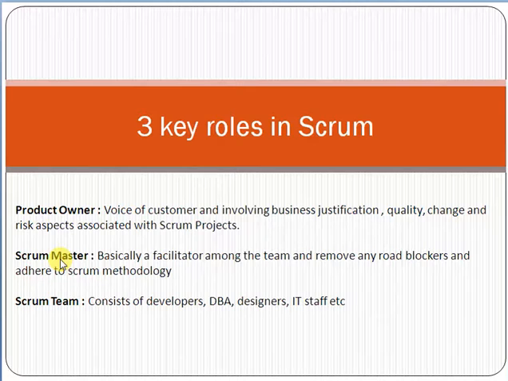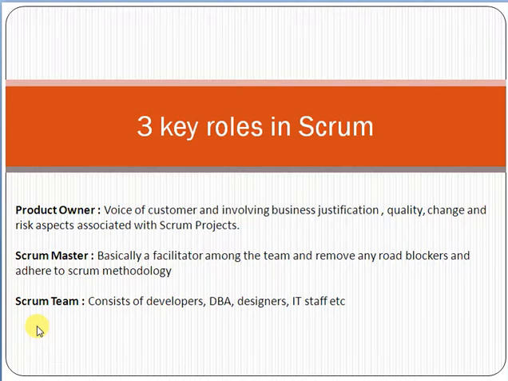So a Scrum Master is a facilitator among the team who adheres to the Scrum methodologies, and he will also make sure that all the Scrum procedures, frameworks and important concepts of Scrum are implemented among the team. So basically Scrum Master is a facilitator among the team. Now the last key role is the Scrum Team.